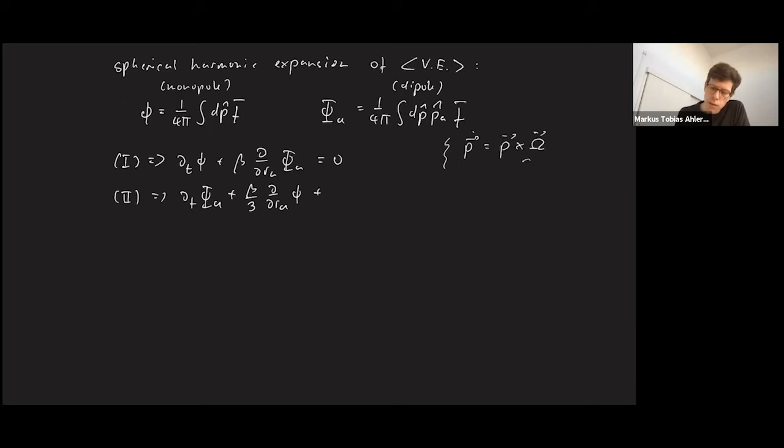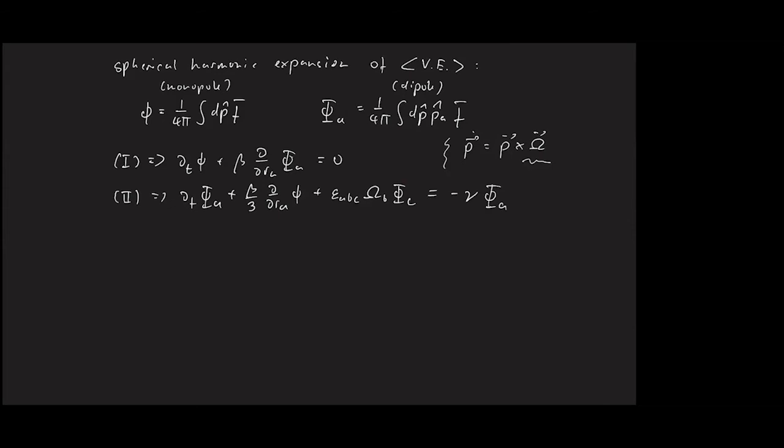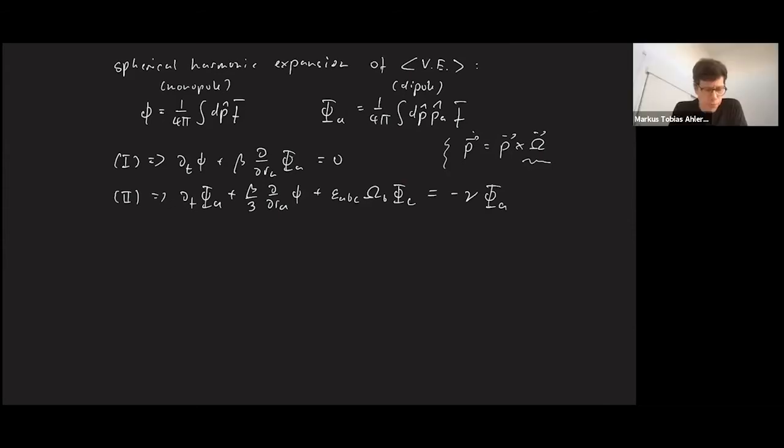So I'm using now this notation of omega for the Lorentz force. And this is going to be epsilon A B C, so the Levi-Civita tensor, omega B, and then the dipole C. And then here on the right-hand side, I will have a contribution from this collision term that is scaling with the dipole. So these are the two master equations now.